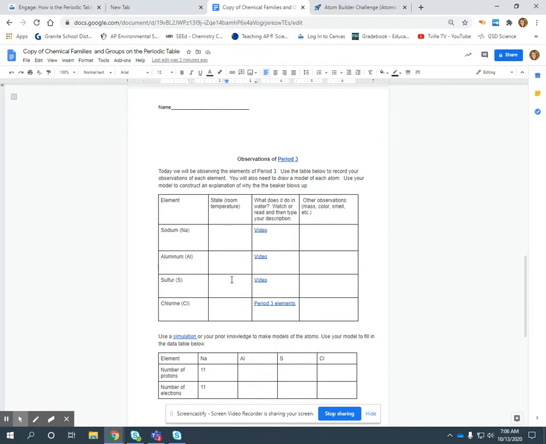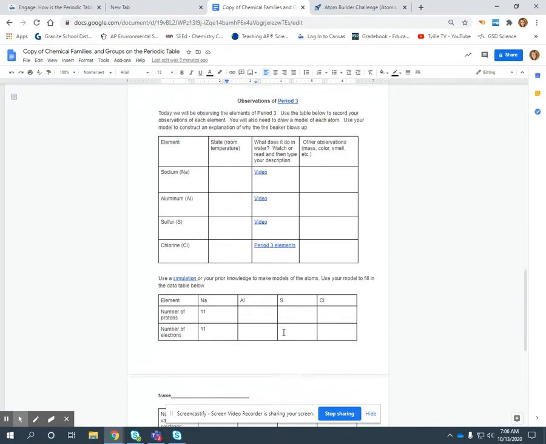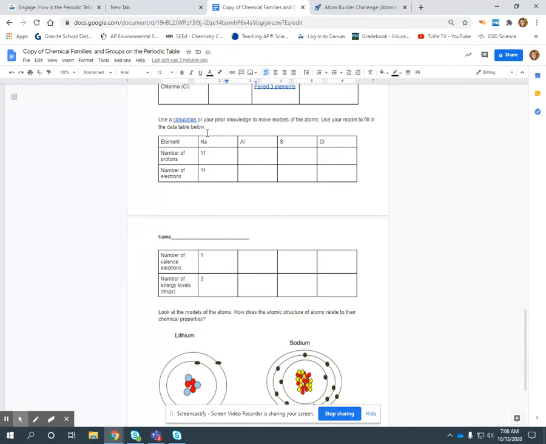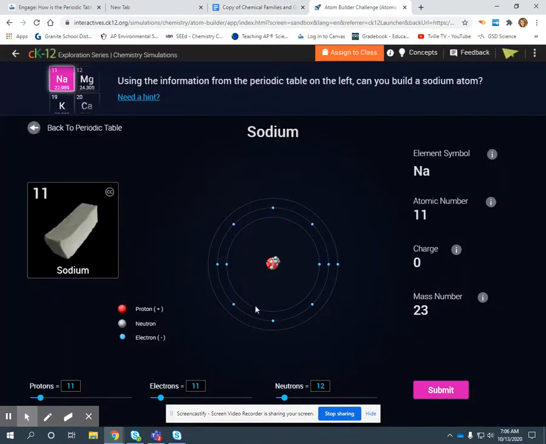So again, fill in this table using your research. Just describe one other property of sodium, aluminum, sulfur, and chlorine. One other thing that each one of these atoms does. Okay, another property that we can observe. And again, you can do just a quick Google search for those other observations, or you can look in the video for a second observation of these elements. Okay, then you're going to complete this table the exact same way that you did in the previous table using this atom builder simulation.